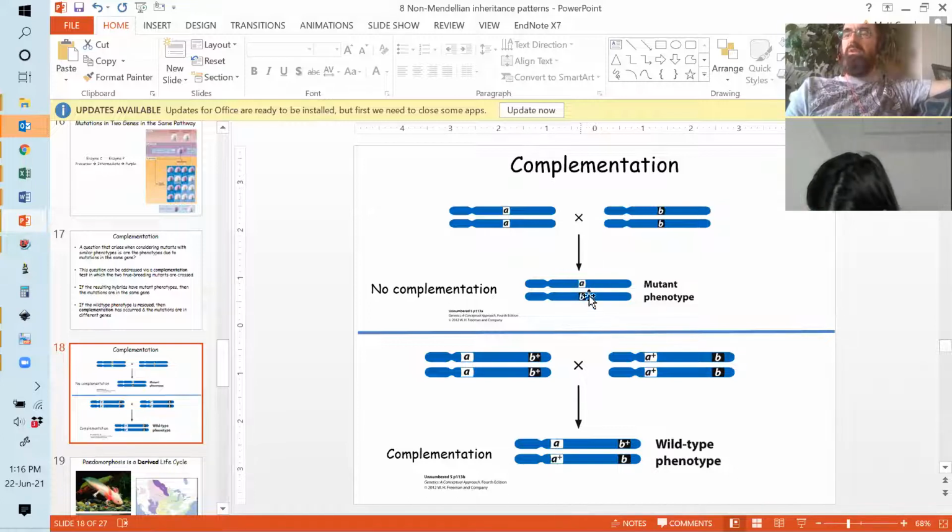Does that make sense? Because you will have a mutant allele from both, that compound heterozygosity that I was talking about earlier. And so you will still express, even as a heterozygote, the mutant phenotype, whatever that might be.